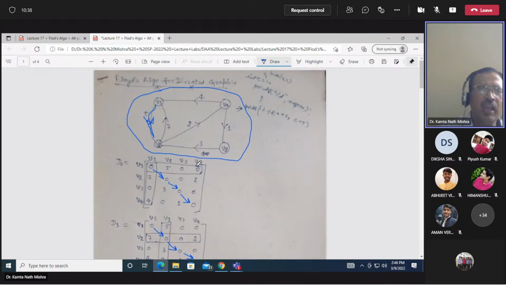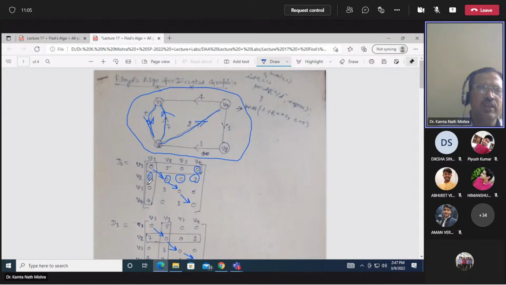And this is why we have written 7 here. V2 to V2 will be 0 only because it is diagonal. V2 to V3, no direct path, so this will be 0. And from V2 to V4, one direct path exists and its length is 4. So this is 4.